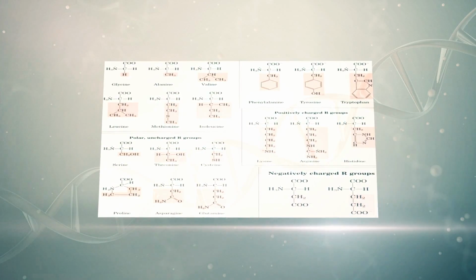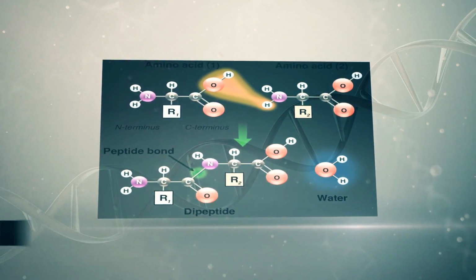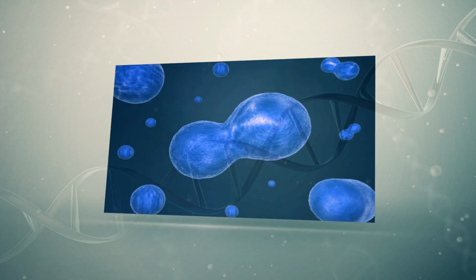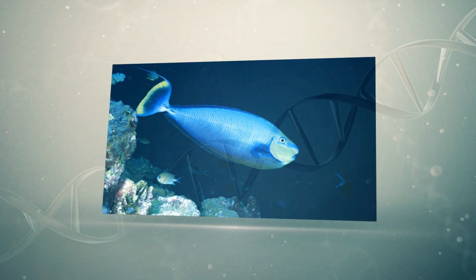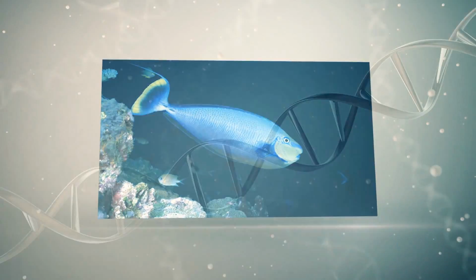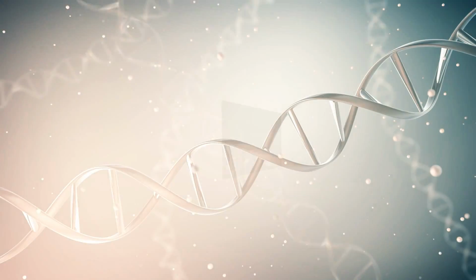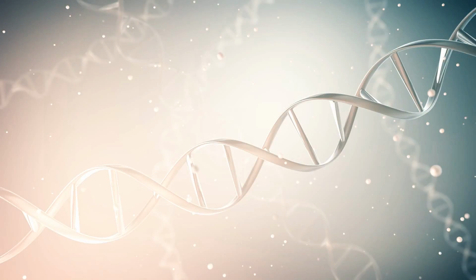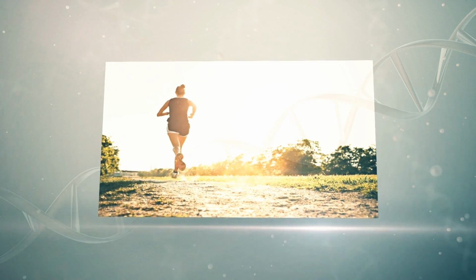Amino acids bond together to make long chains. Those long chains of amino acids are called proteins. The subsequent proteins are used to develop living cells, organs, tissues, and eventually, a living organism. When proteins are digested or broken down, amino acids are left. The human body uses amino acids to make proteins to help the body digest food, grow, and repair body tissue. Amino acids can also be used as a source of energy by the body.